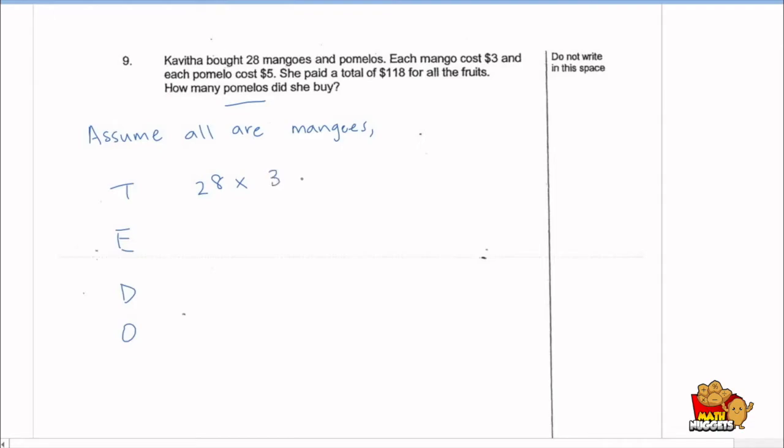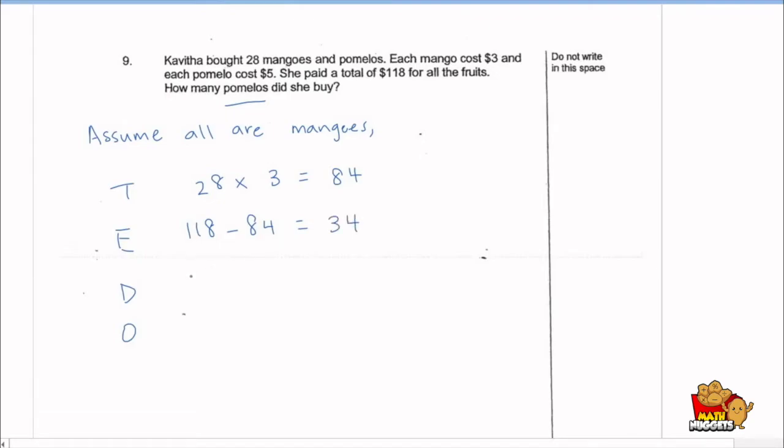So they cost $3 each. So the total cost would be $84 if all of them were mangoes. Next, extra. Extra would be the big difference. The question says she paid $118. In this case, the total is $84. So the difference would be $34.